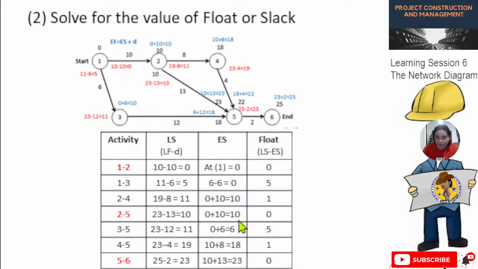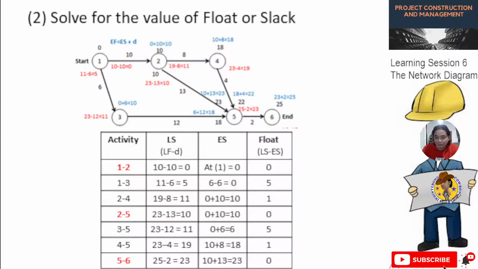Okay, then for activity 3 to 5, the early start is 0 plus 6. Actually, this is 6, not 10. Okay, so the answer is 6. Then for activity 4 to 5, the ES is 10 plus 8. Okay, so 10 plus 8, so it will become 18. So 10, early start, then early finish, then the duration.